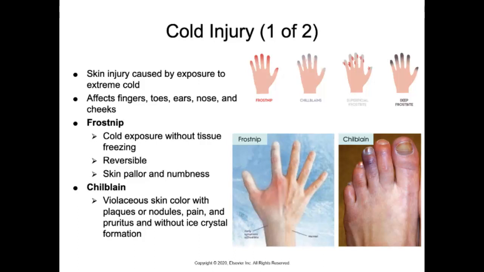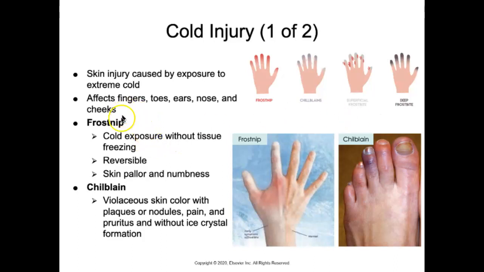So starting off with our cold injuries, we have a spectrum. When we use the term cold injury, it's referring to a skin injury that is caused by an exposure to the extreme cold that could develop in frostnip, chilblains, and all the way up to frostbite. And the areas that are most affected are the fingers, toes, ears, nose, and cheeks.